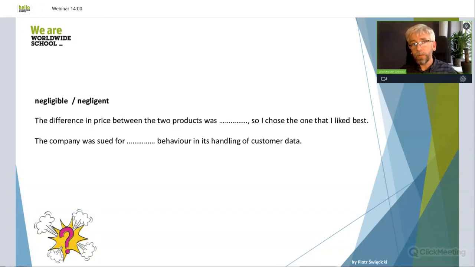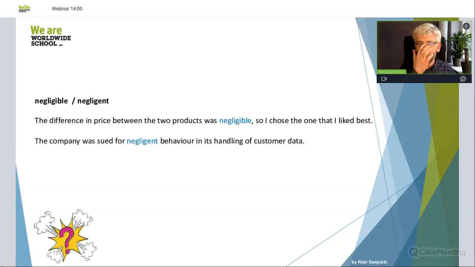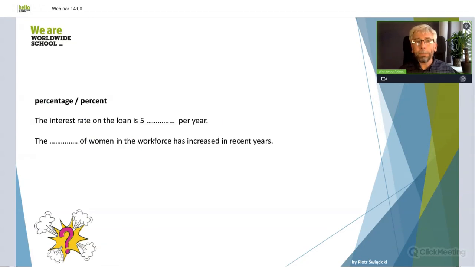What's this? The difference in price between the two products was negligent or negligible? Negligent or negligible? Negligible and negligent. Good, Alexandra and Agnieszka. Yes, very good. The difference in prices was negligible. The company was sued for negligent behavior, so they didn't do something, right? Okay, that's the last but one.